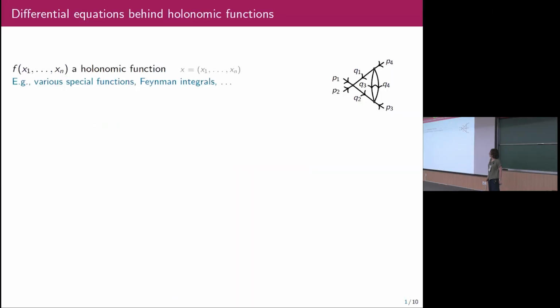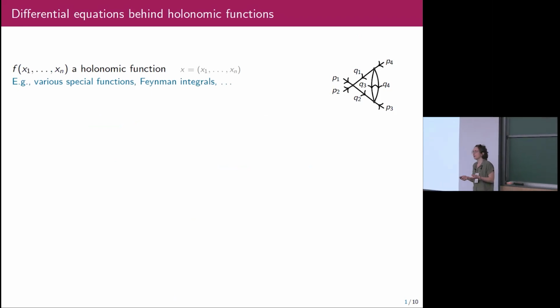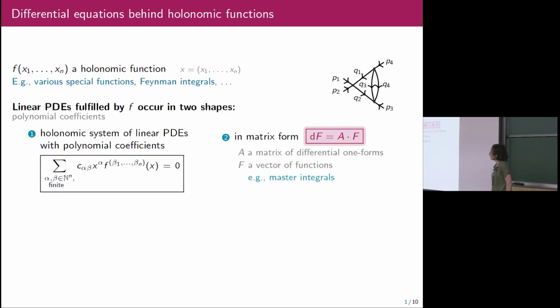So we're going to look at so-called holonomic functions, let's say in n variables, and those are functions which are solutions to a sufficiently large, namely a maximally overdetermined system of linear PDEs with polynomial coefficients. Various functions are holonomic, like a lot of special functions, hypergeometric functions, also Feynman integrals, and you can cook up many more from those. And we're going to look at the linear PDEs that these functions fulfill.